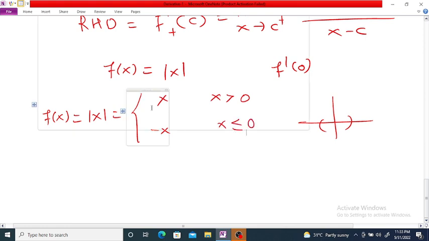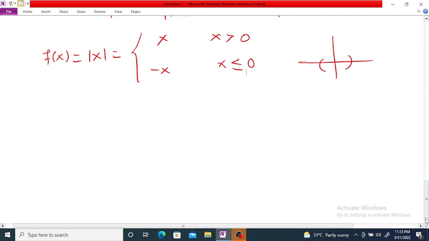So in that case we are going to determine the left hand derivative and right hand derivative. So first, given f of x is equal to mod x, we want to determine f dash 0. Therefore f dash 0 is equal to, first we are going to determine the left hand derivative.